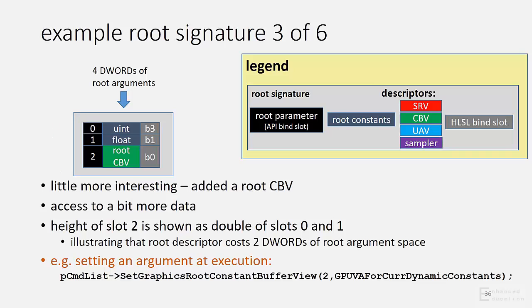At the bottom, you see an example of how one would, at command list record time, set a root constant buffer descriptor. In this case, since the API bind slot is slot 2, you see the 2 here. And this example is illustrating the notion that perhaps you have a large buffer in memory where you're appending constants to be used for each draw call. And so for a given draw, you would set the GPU virtual address where the current draw's constants start, and they will show up in the shader at bind slot B0 as a constant buffer view.